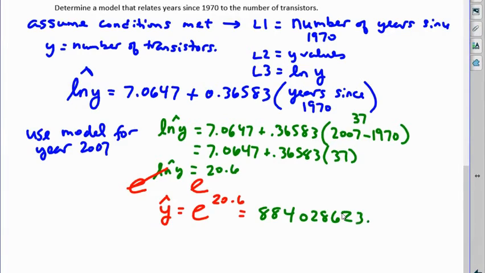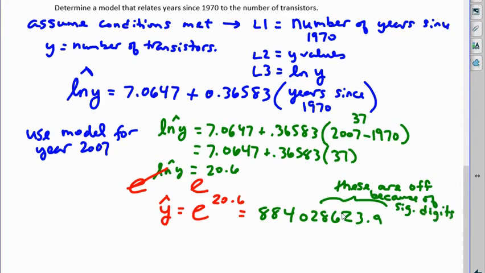884,028,623.6, but really your significant digits being 3 digits of 20.6, this is probably only accurate to the 880 million. But just to be optimistic, why don't I go with 3 SIGs and call it 884 million as my predicted value of Y. And that would be the number of transistors that we're predicting based on our model.